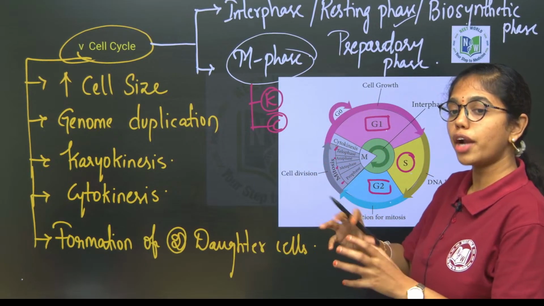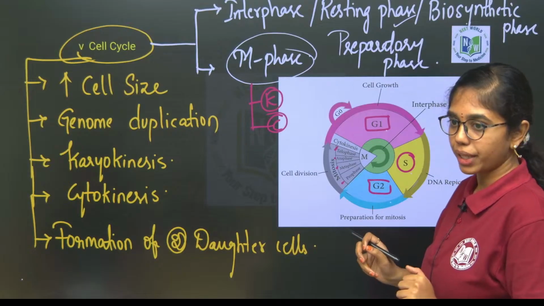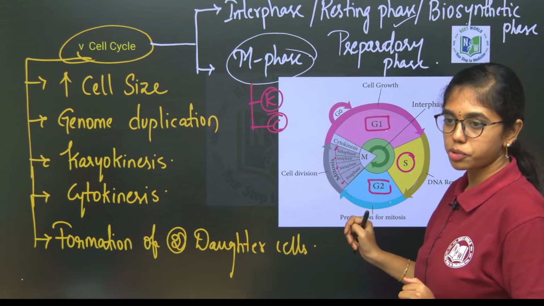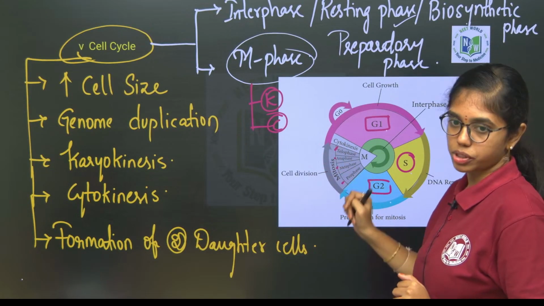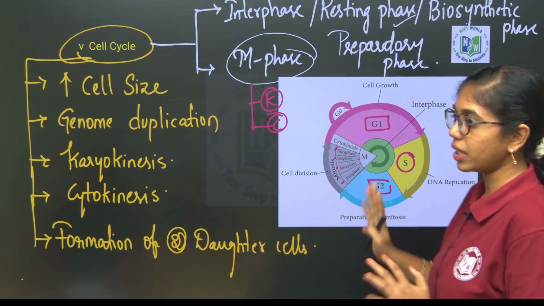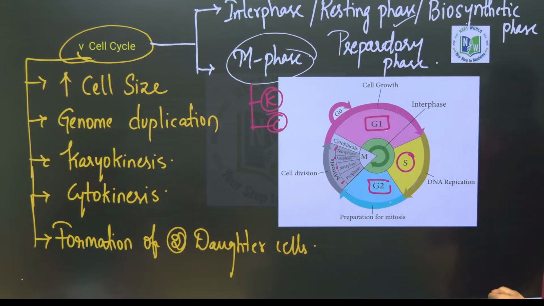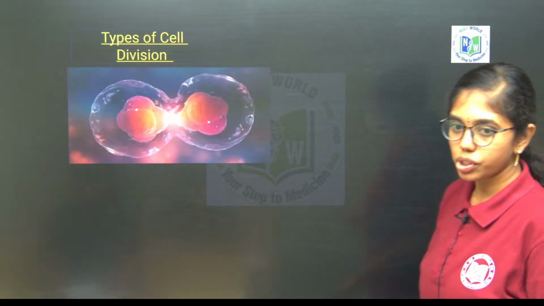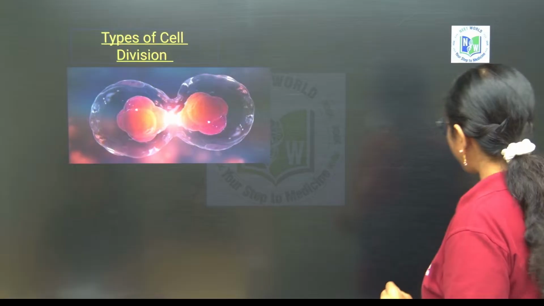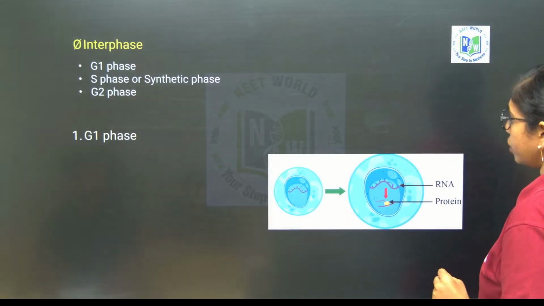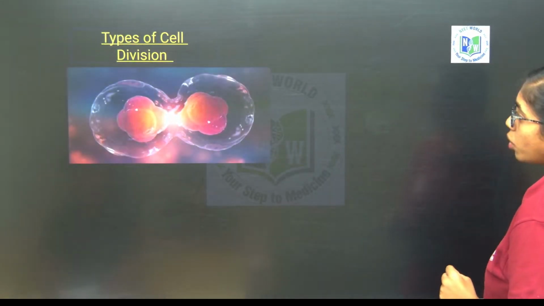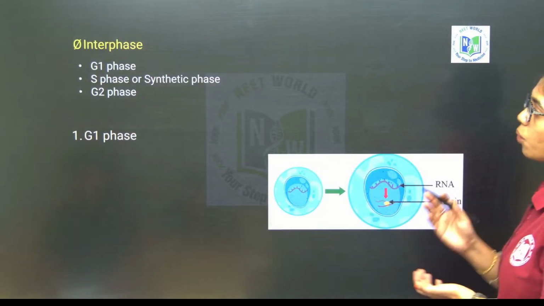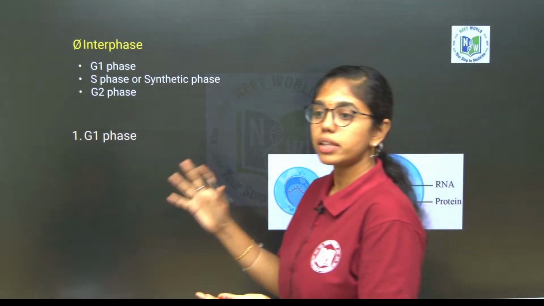Karyokinesis is movement or division of the nuclear genetic material which is done under four substages. So, these are the four substages. Fine. And then cytokinesis. Clear till here right now? So, now we will actually look into the types of cell divisions that are happening. Before going to the types of cell divisions, let us have a clear idea on the interphase.